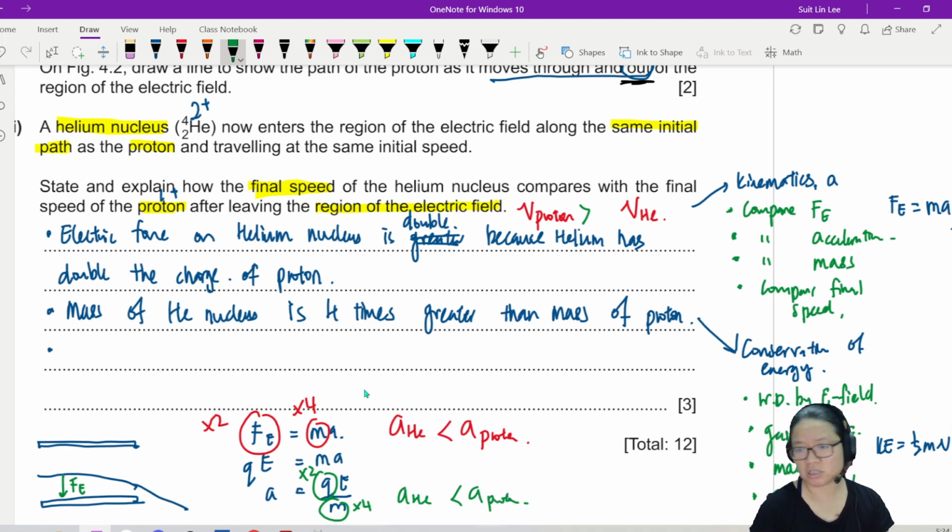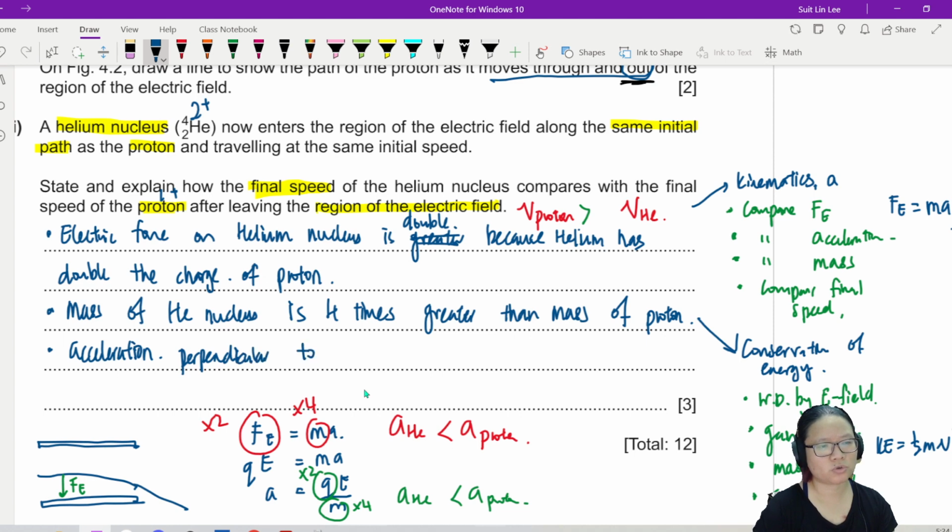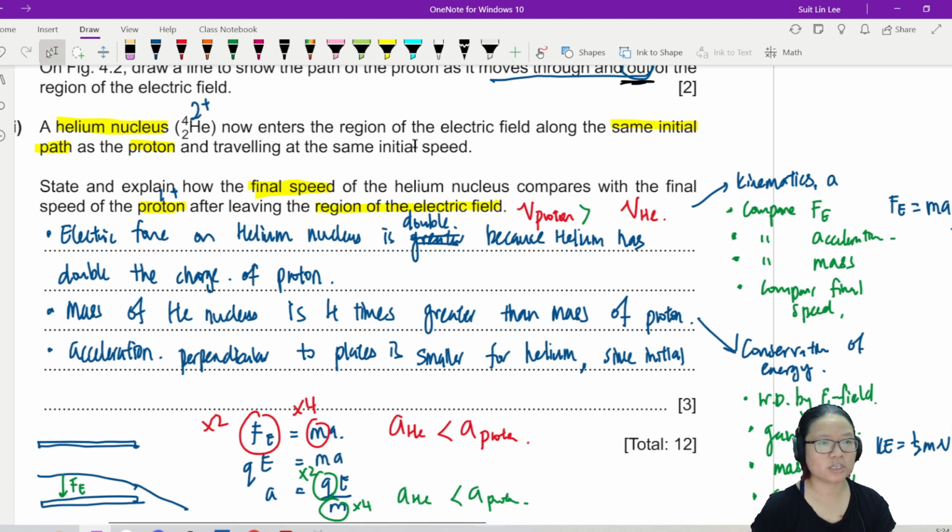Okay, so I would just say that the acceleration perpendicular to the plates is greater for proton, or smaller for helium. Since I started with helium, I continue with helium now. It is smaller for helium. Since the initial velocity, the initial speed is the same.